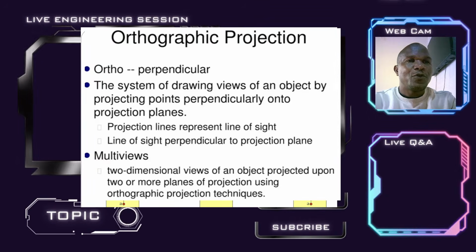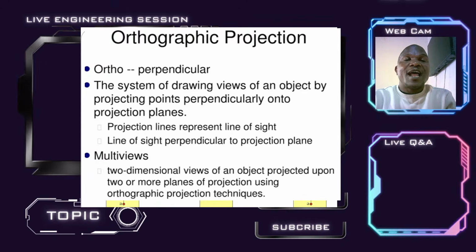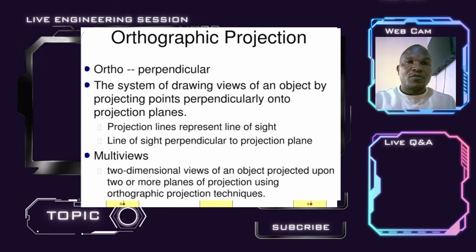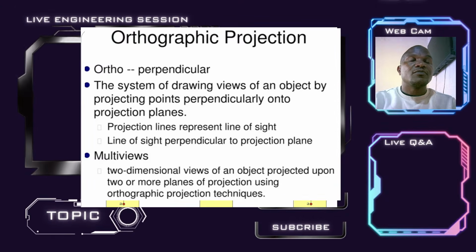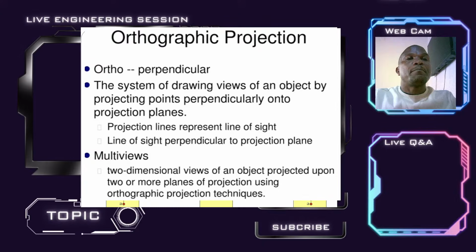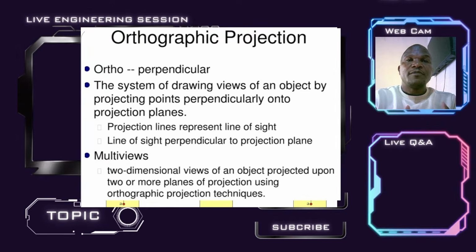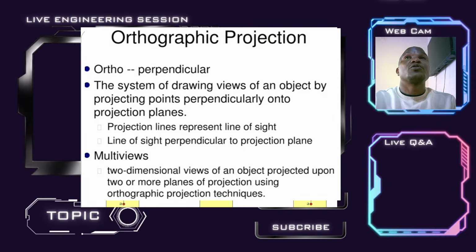As I said earlier, although it basically means perpendicular, and perpendicular means meeting at a right angle, that's 90 degrees. So, as I just said before, this is basically a system of drawing views of an object by projecting points perpendicularly, which means the line of sight has to be perpendicular to the view. I mean a specific view, let me say a front view or a side view or a plan, which is also the top view.